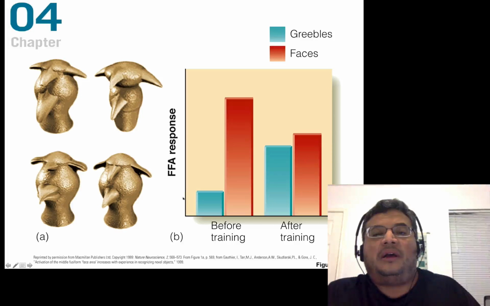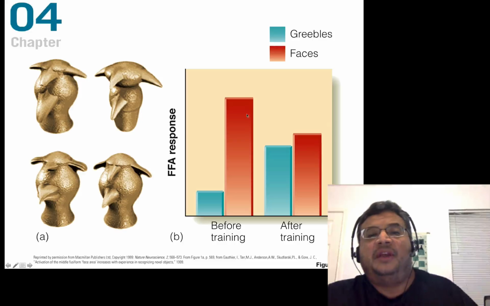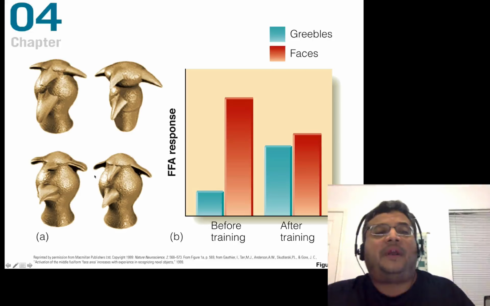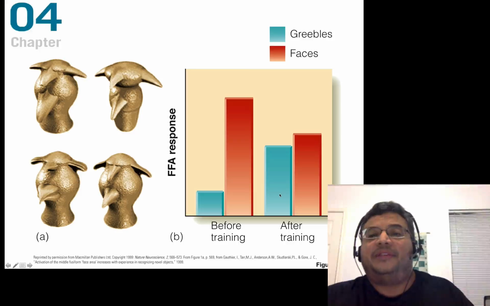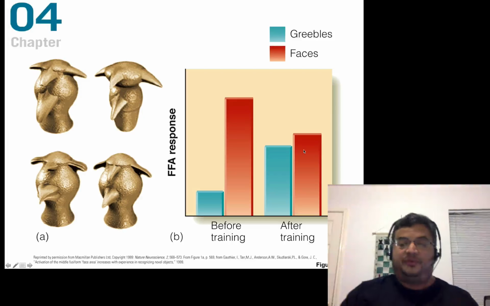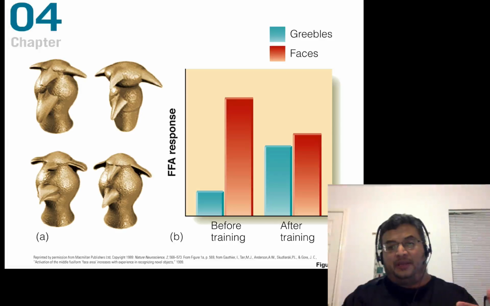Now, before training, these things didn't really light up the facial recognition area, the FFA, as you can see here in the first set of bars, right? Faces lit up the area quite well, of course, because it's the fusiform face area, but the greeble faces, these fake faces here, did not. However, after people were exposed to many of these faces and trained to recognize them, they became faces, right? We started recognizing them as faces, and you can see after training, the greeble faces were recognized almost as much as human faces were, in terms of the response of the neurons.